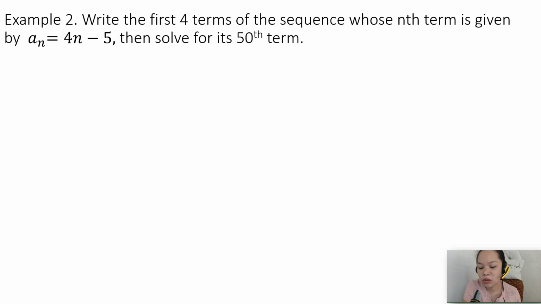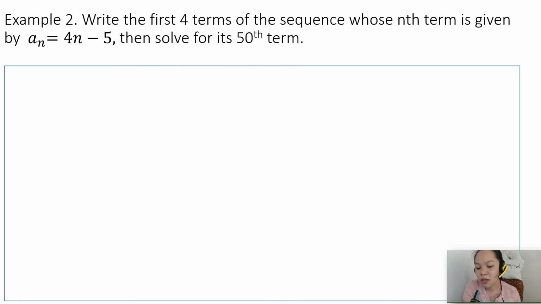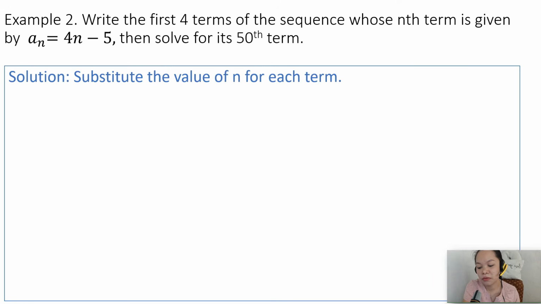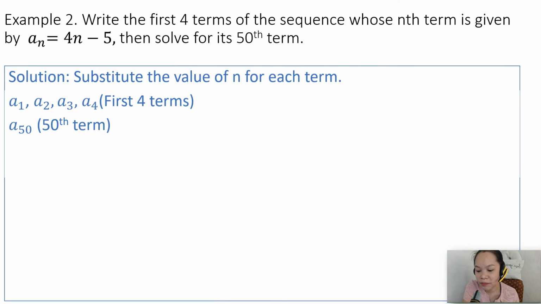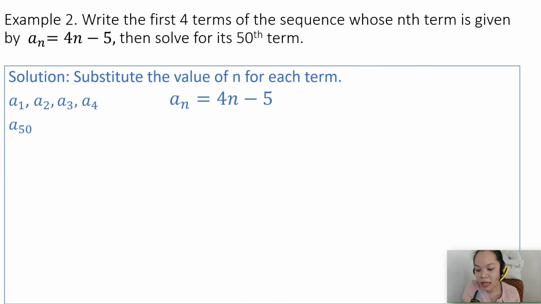So again, substitute the right value of n for each term. Since we're going to solve for the first 4 terms first, the n values that we will have are 1, 2, 3, and 4. And for the 50th term, the n value is 50. So following the equation an is equal to 4n minus 5, using 1 as our first value, we have a1 is equal to 4 times 1 minus 5. And then solve. 4 times 1 is just 4. 4 minus 5 is negative 1.